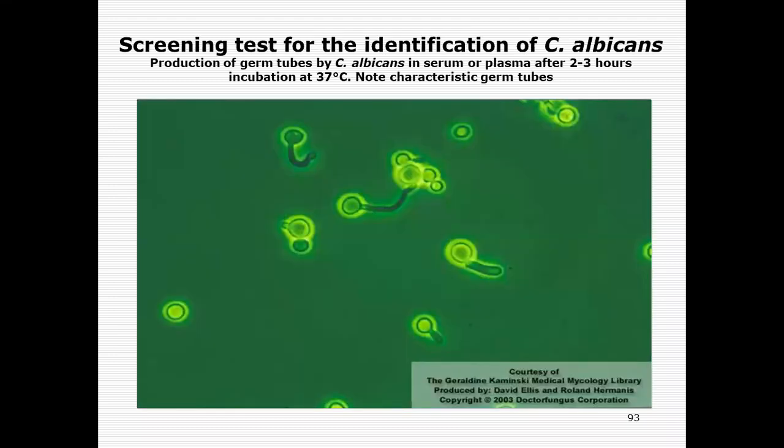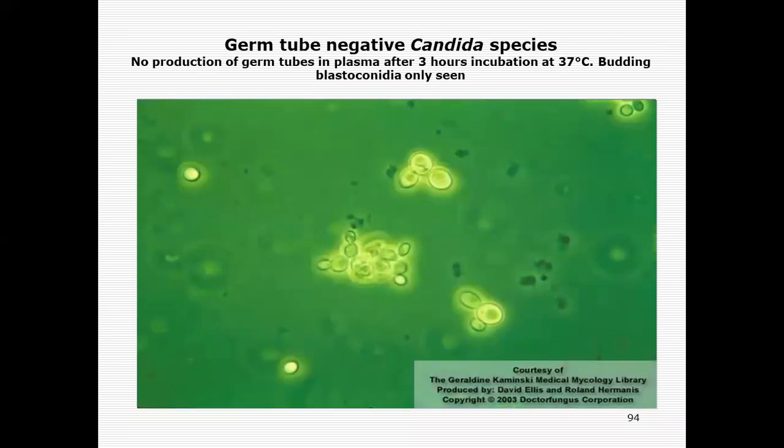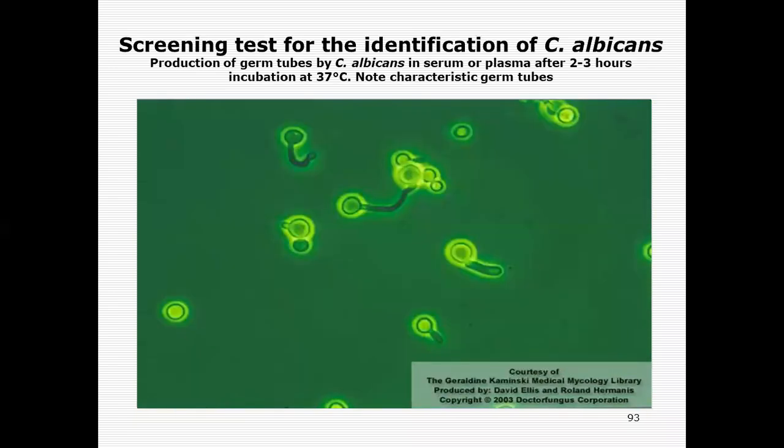Now, this is a very unique picture, where we can see what we call the screening test for the identification of Candida albicans. Now, you see, there is production of the germ tube. This is how you can see the germ tube of Candida albicans.